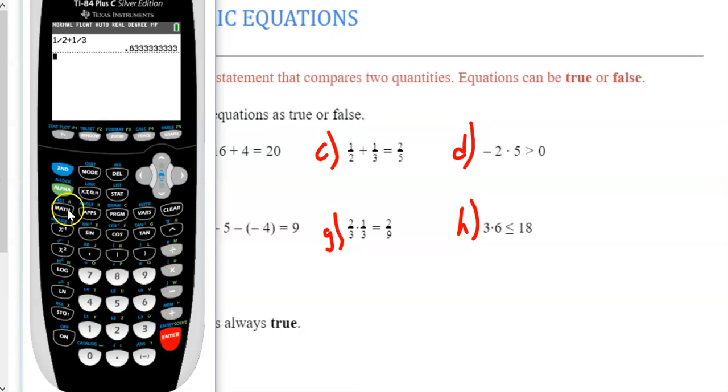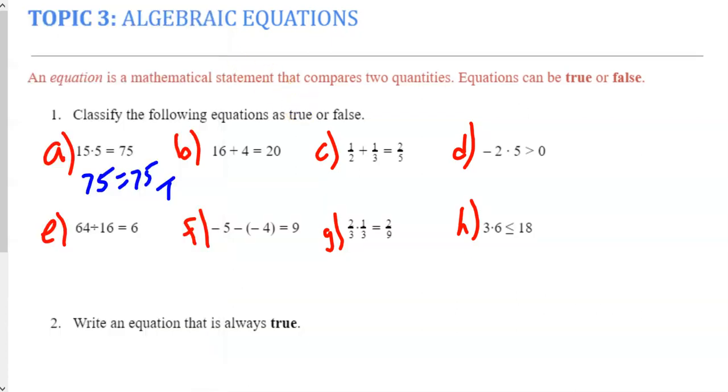How do we convert it? Hopefully you remember from your lesson yesterday. Go Math, enter, enter. That converts it, and it is 5/6. We will continue to do some of these by hand, but we'll also use our calculator. If you notice, that is not a true statement, so that is false. So we got one to be true, one to be false.